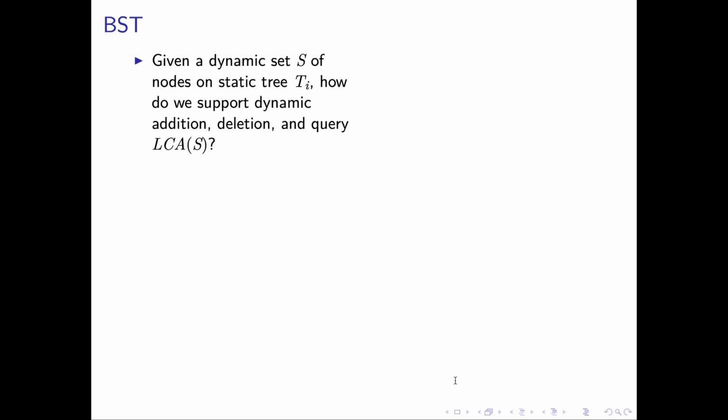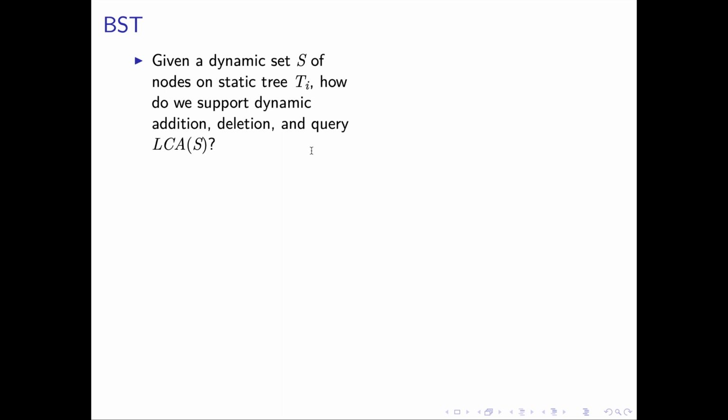Now we move on to discuss how we can answer such LCA queries. Recall our idea is to maintain the LCA of dynamic sets on a static tree. Let us now forget about our consensus tree for a moment. If we have a static tree Ti and a dynamic set S of nodes on Ti, how can we support addition and deletion to the dynamic set S and at the same time maintain the LCA of all the nodes in S on the static tree Ti?